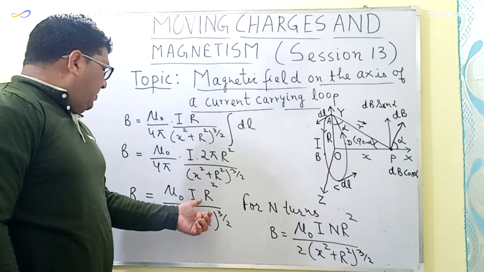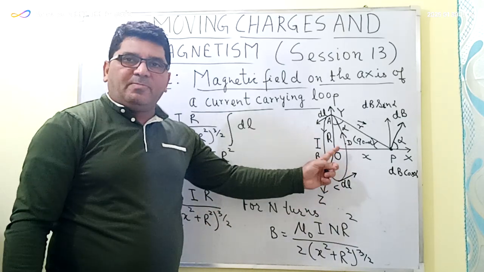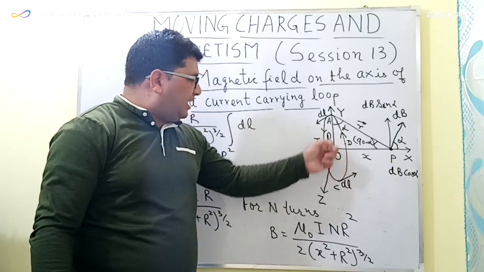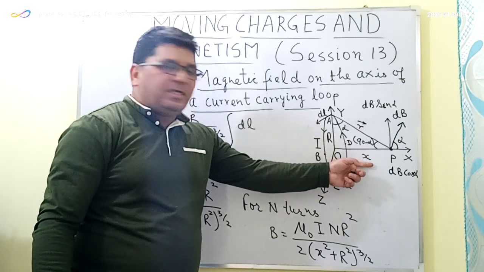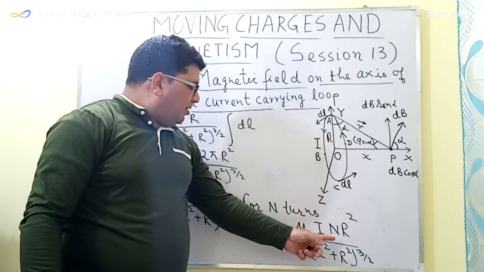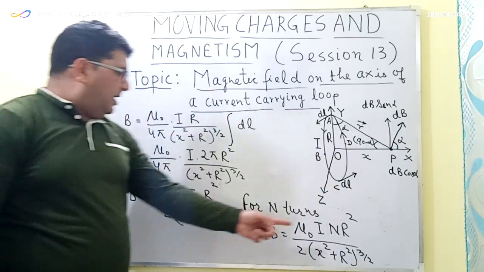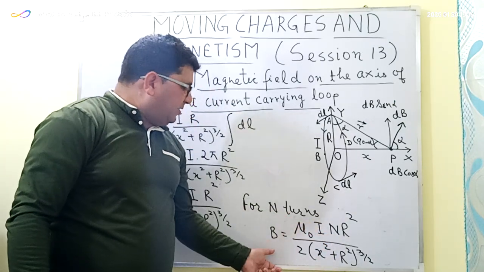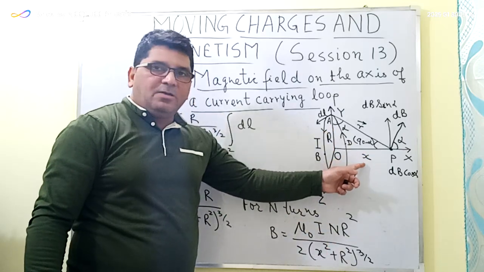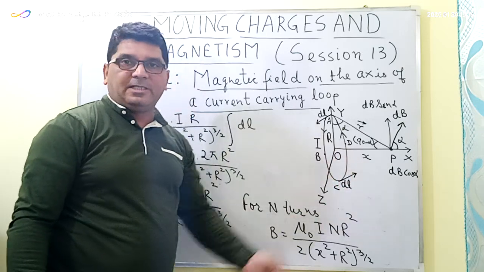Simply you have to multiply this value by the number of turns in order to get the total magnetic field at a point P which is lying on the axis of the current carrying loop, at a distance x from the center of the current carrying loop. So if there are n turns, then we simply multiply this value by n, and this is the total magnetic field due to a current carrying coil having n turns at a point P which is lying on the axis of this current carrying loop at a distance x from the center.